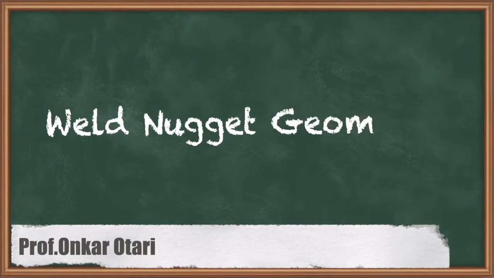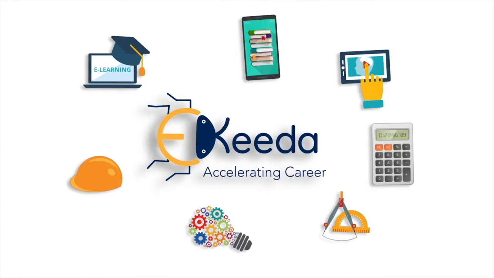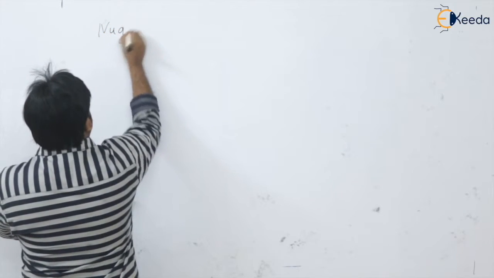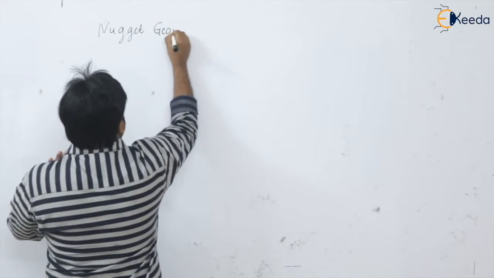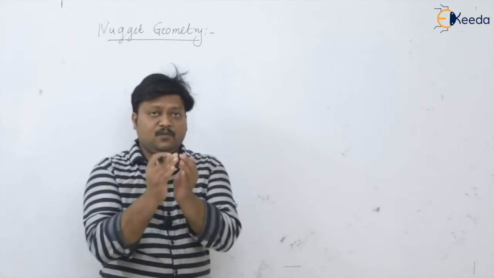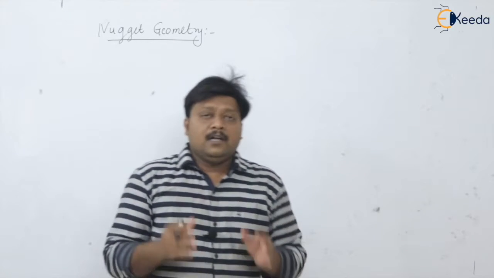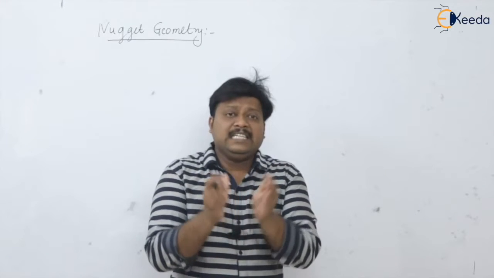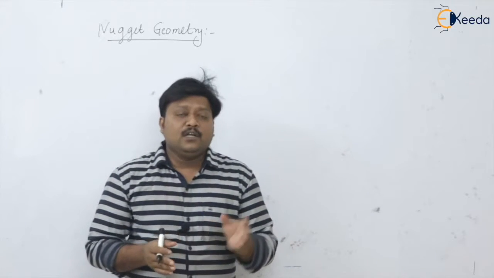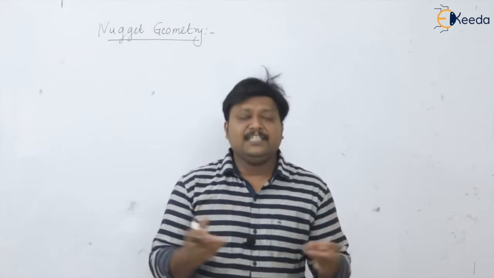Welcome friends. In this video, we are going to see the weld nugget geometry of resistance welding. Nugget geometry. Basically the nugget is the spot which is found in resistance welding, and this spot is basically elliptical. But for the sake of simplicity, we are considering this spot as a cylindrical one.